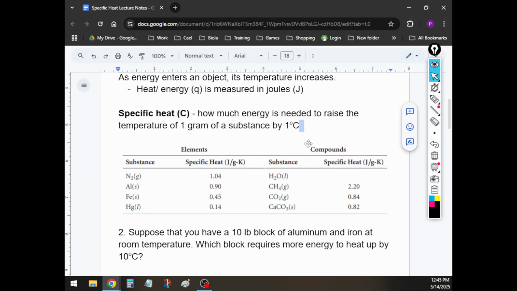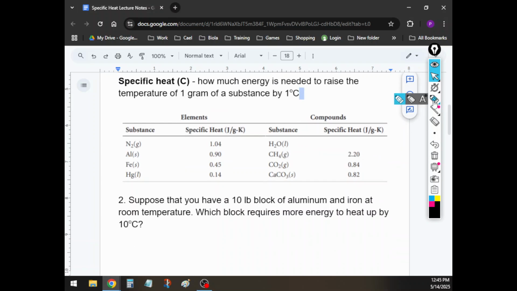You guys don't need to memorize this, but you will have to be comfortable using this kind of table. So if you guys look right here, we've got different chemicals, right?